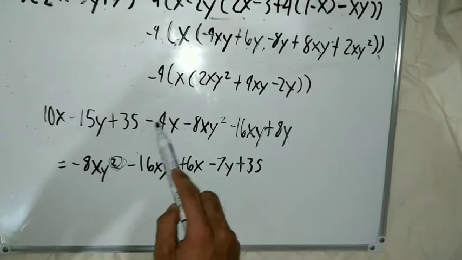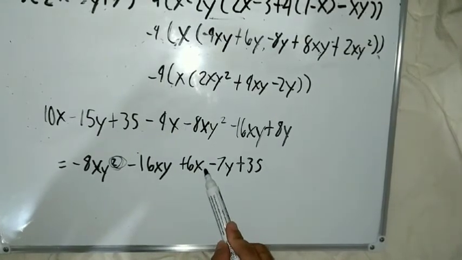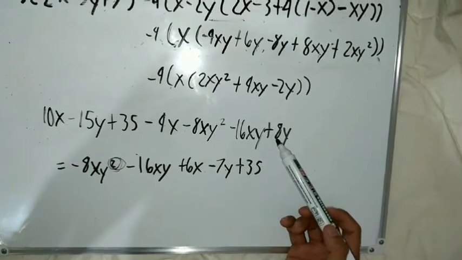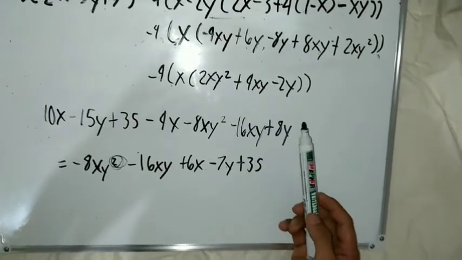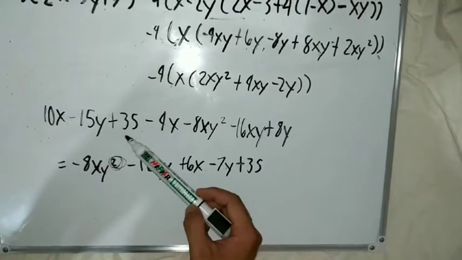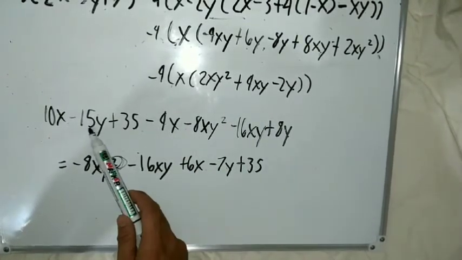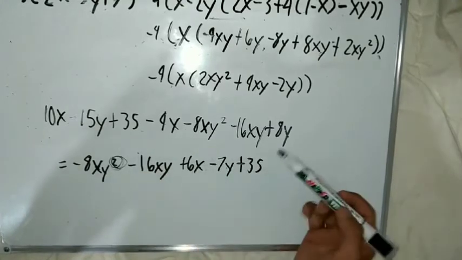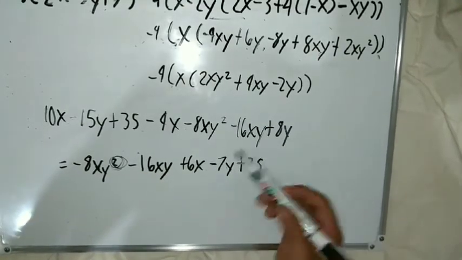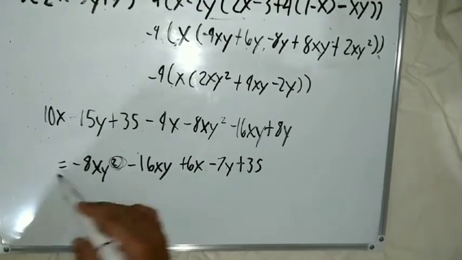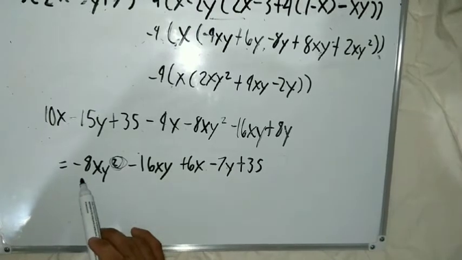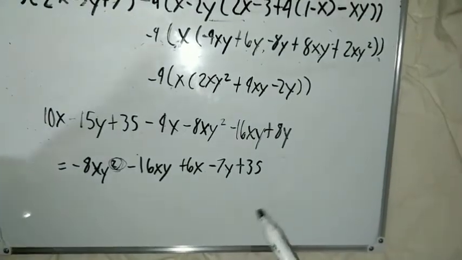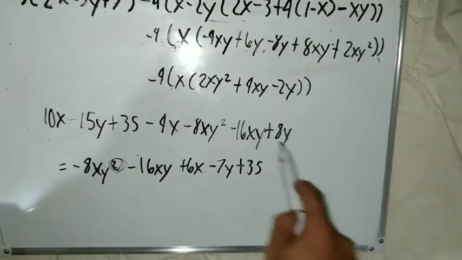10x and negative 4x would be positive 6x. Then negative 7y, so subtract. Then bring down 35. I mean negative 15y minus the positive 8y, and you get negative 7y, and bring down 35, and you get the answer of negative 8xy squared minus 16xy plus 6x minus 7y plus 35, and that's the answer for number 3.